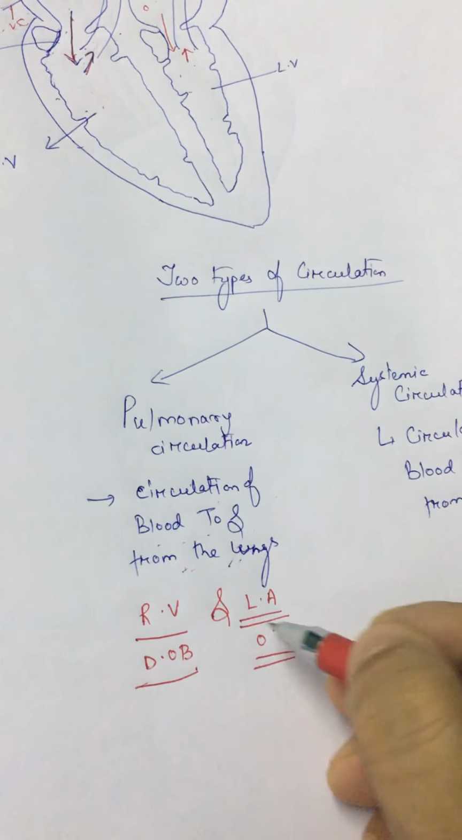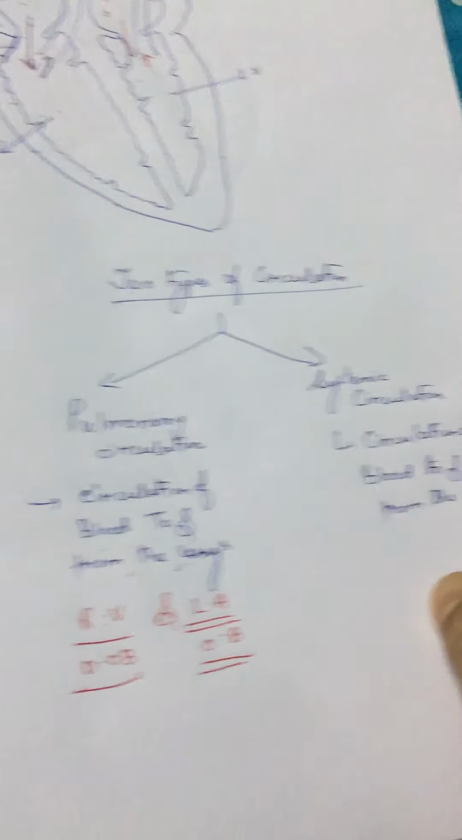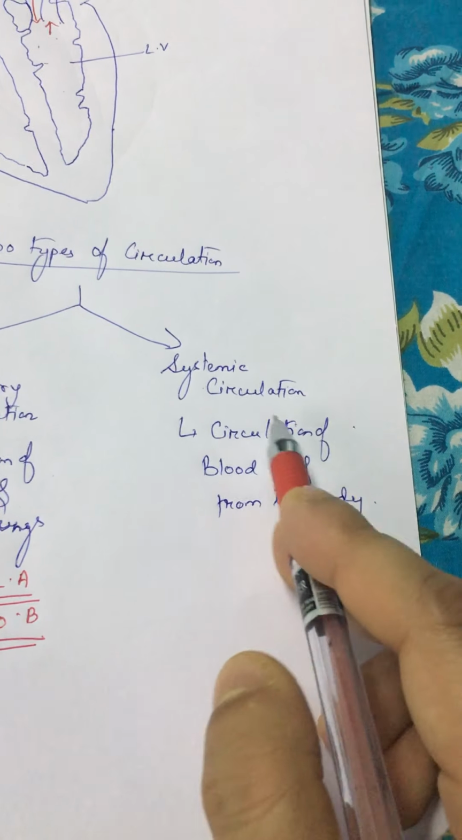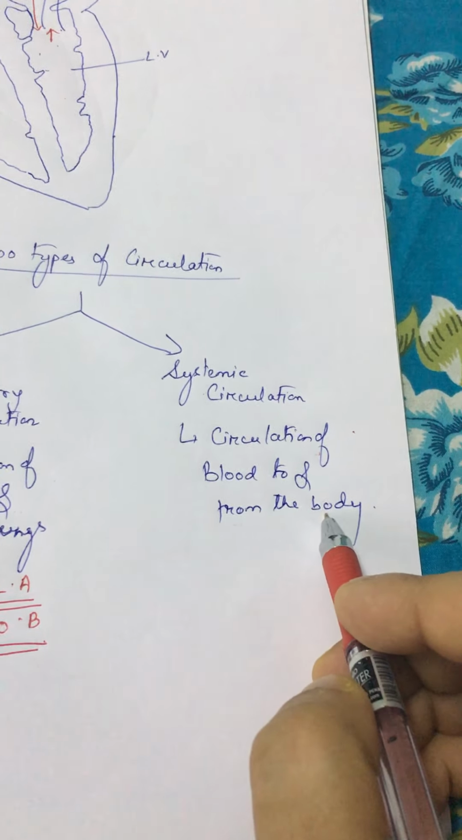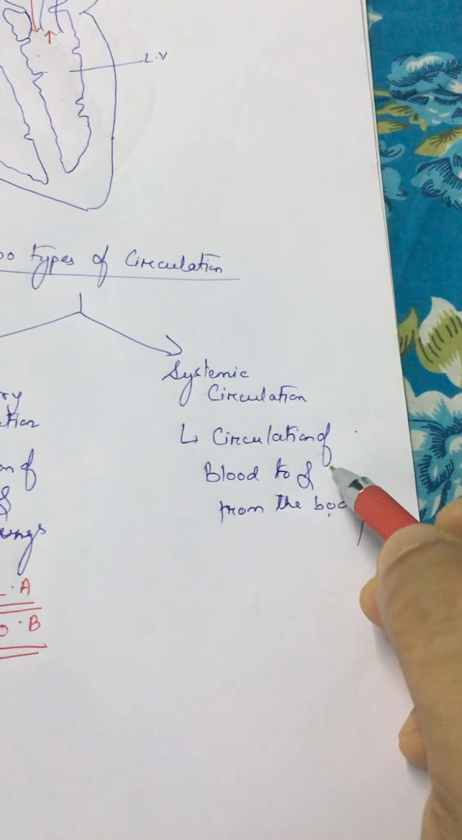So the two chambers of the heart which are involved in the pulmonary circulation are the right ventricle and the left auricle. Now let's look at systemic circulation. So what is systemic circulation? Circulation of blood to and from the body, right? So which chamber of the heart pumps the blood to all the body parts?